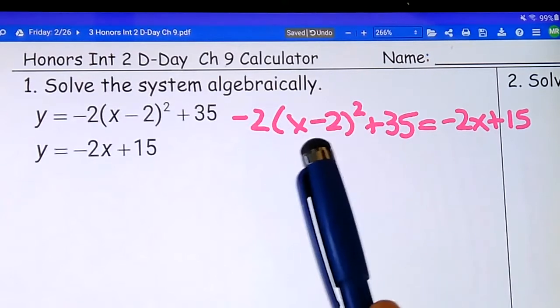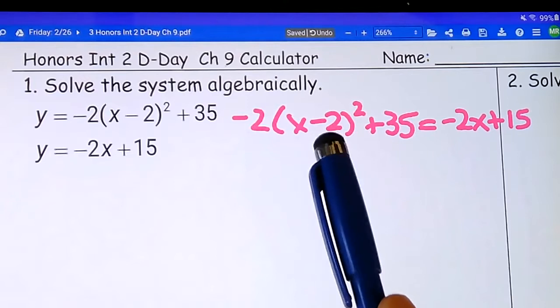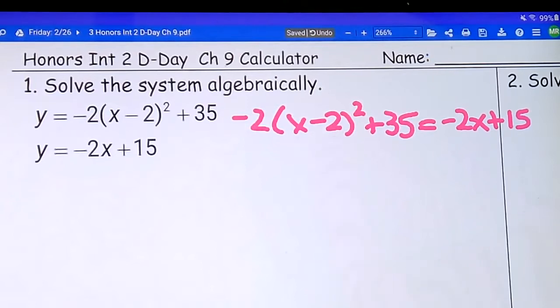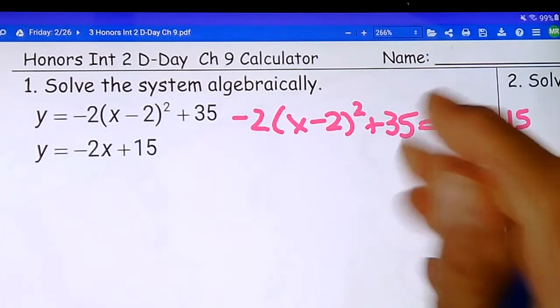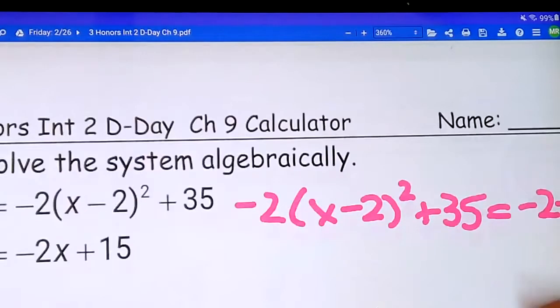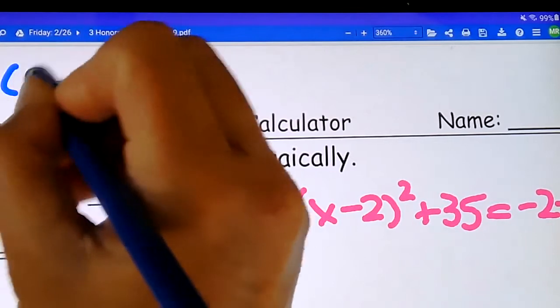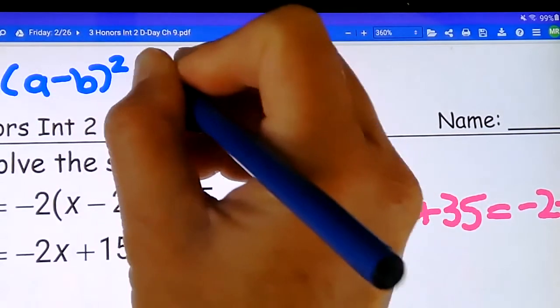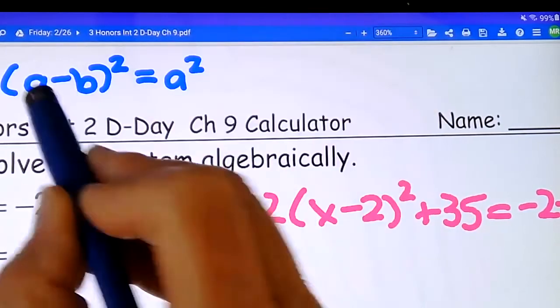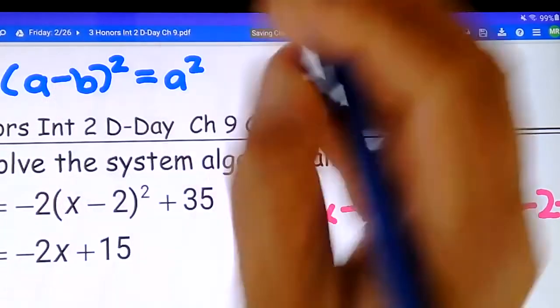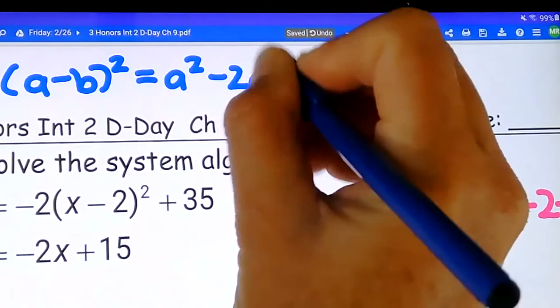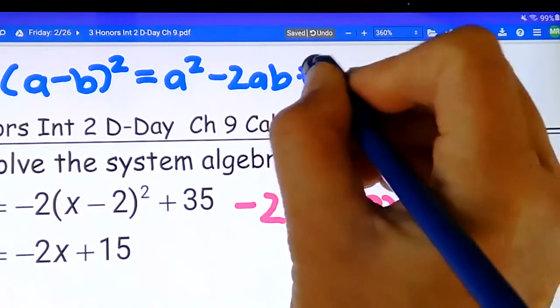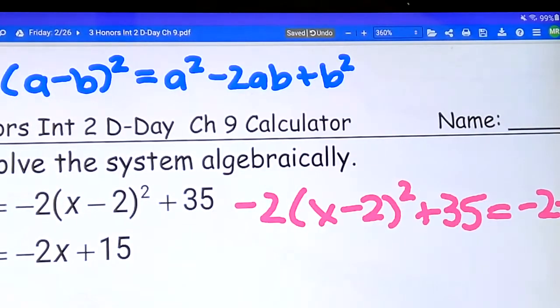So this x minus 2 squared is really an x minus 2 times an x minus 2. So you can do a box, but you want to start understanding this relationship. I'm going to write it up here. If you have a minus b squared, which is a perfect square trinomial, it is going to be a squared, multiply these together and double it, minus 2ab, square this plus b squared. We call it a perfect square trinomial.